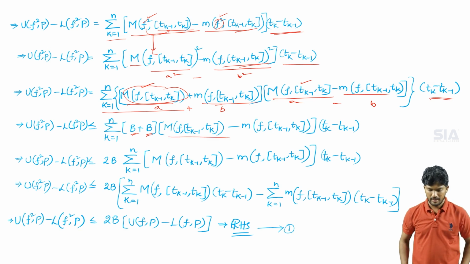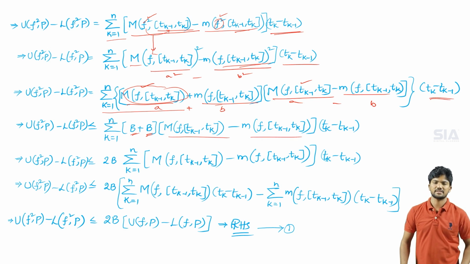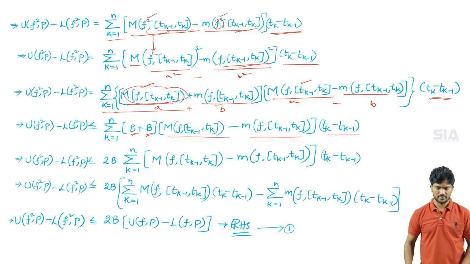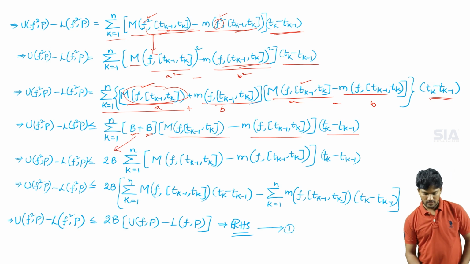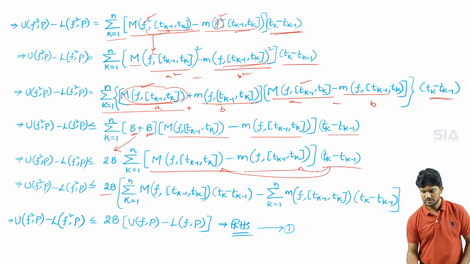Okay, remaining value capital M into f of t suffix k minus 1 comma t suffix k minus small m into f of t suffix k minus 1 comma t suffix k, into t suffix k minus t suffix k minus 1. So b plus b you will get 2 into b, summation k is equal to 1 to n, remaining value we can write as it is. Okay, 2 into b into multiply with length of the segment with these two values.